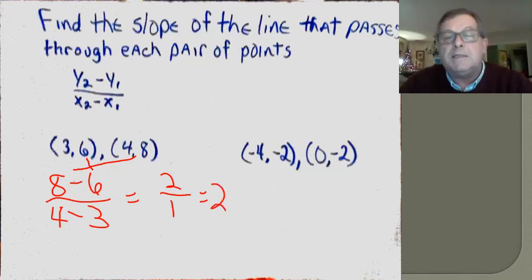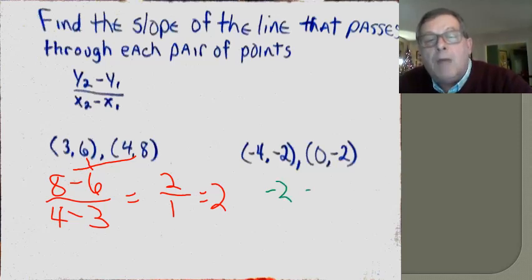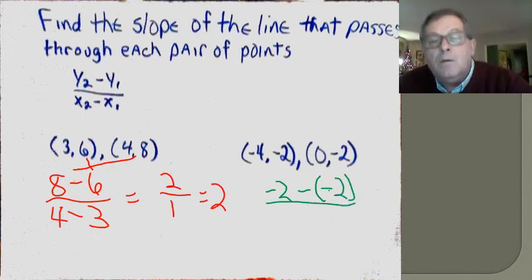All right, let's look at the next one. So I've got 2 coordinates. One of them is (-4, -2). The second one is (0, -2). And I'm just going to set it up in y2 minus y1 over x2 minus x1. So here I've got -2 minus -2 over x2 is 0 minus x1, which is -4.